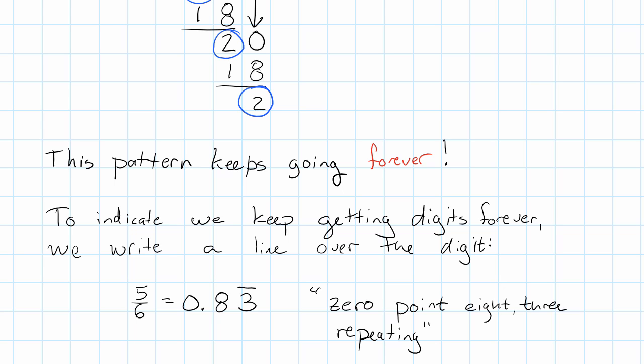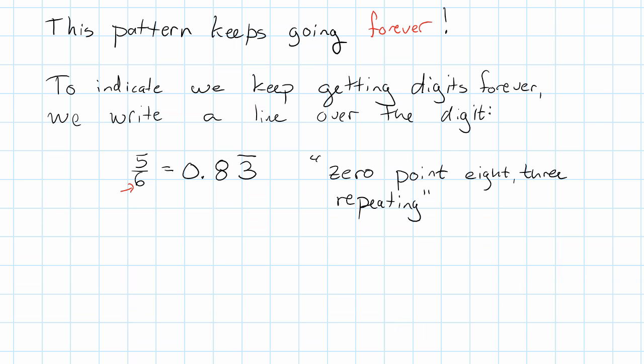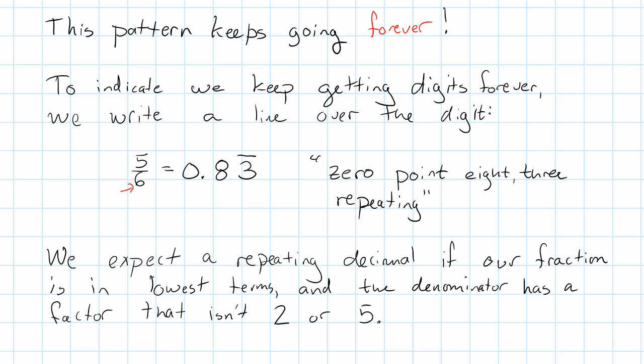What's going on here is, well, some denominators just don't play nice with powers of 10. We can tell we have such a denominator because it has a prime factor that's not a 2 and not a 5. Any fraction we have, it is the case that the decimal will either stop or repeat.